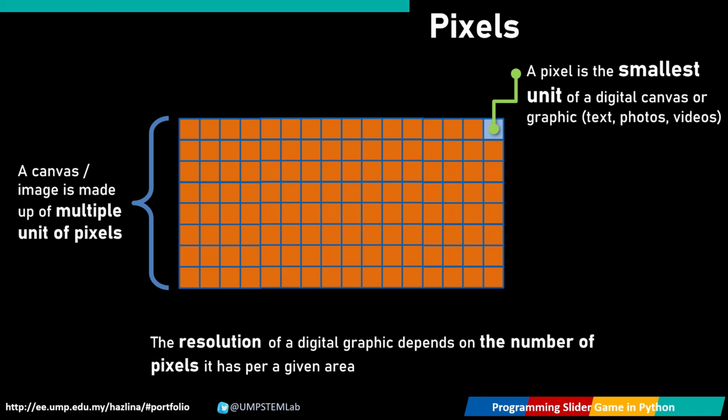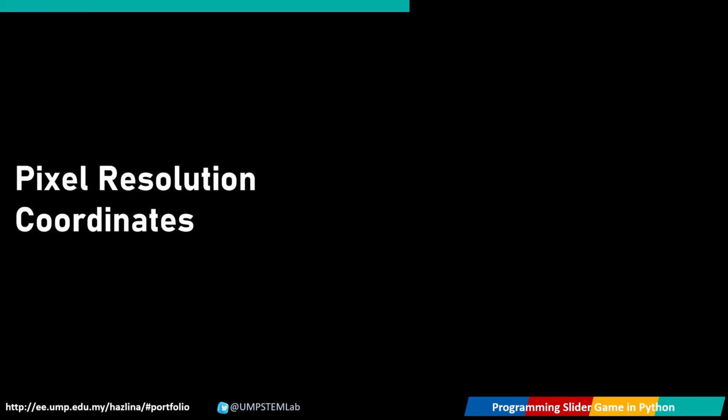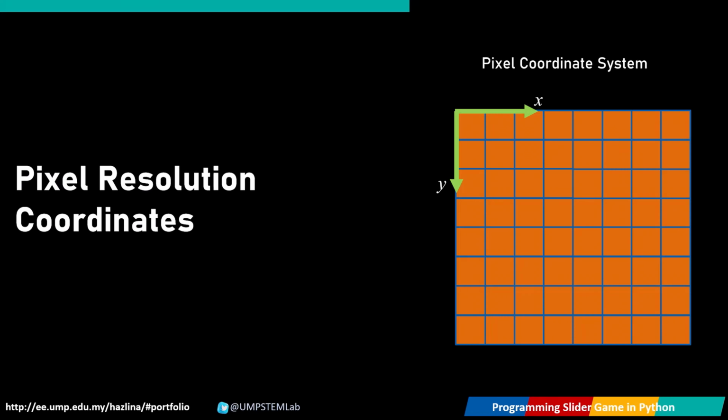Now, let's dive into the pixel coordinate system, a grid that assigns unique addresses to every pixel on your screen. Let's look into the pixel coordinate gridding system. In this grid, each pixel is identified by a pair of coordinates, usually represented by X and Y. The X coordinate moves horizontally, while the Y coordinate moves vertically.